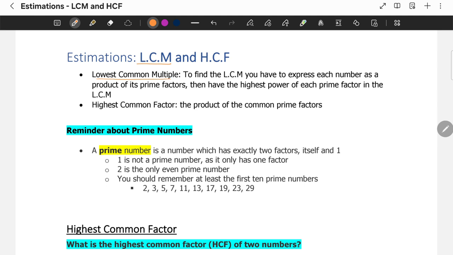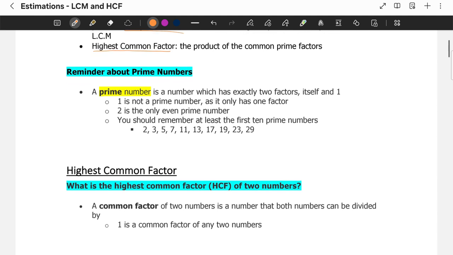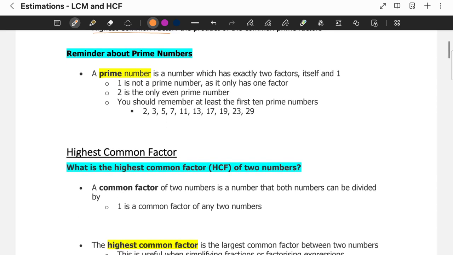To find the lowest common multiple, you have to express each number as a product of its prime factors, right? And then the highest common factor, or HCF, is the product of the common prime factors. So we're going to look more into the expansion of what this means. So looking back at what a prime number is. A prime number is a number which has exactly two factors. That means it's only divisible by two factors, 1 and itself.